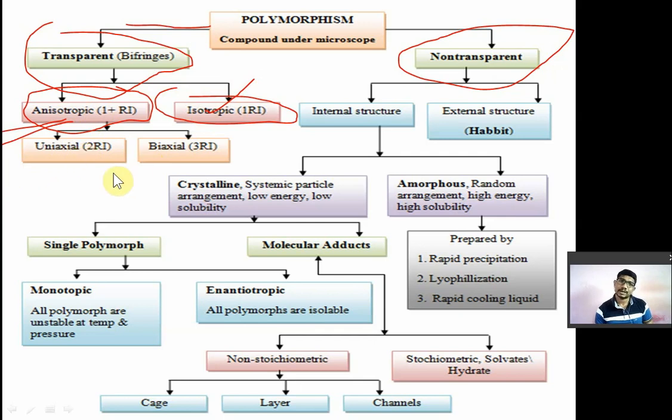So if your compound has anisotropy, that means having more refractive indices. So again they are further divided into two. If your compound has two refractive indices, it is known as uniaxial. And if your compound has three refractive indices, it is known as biaxial.